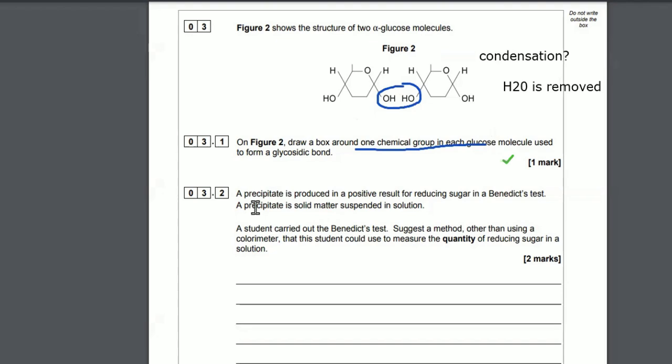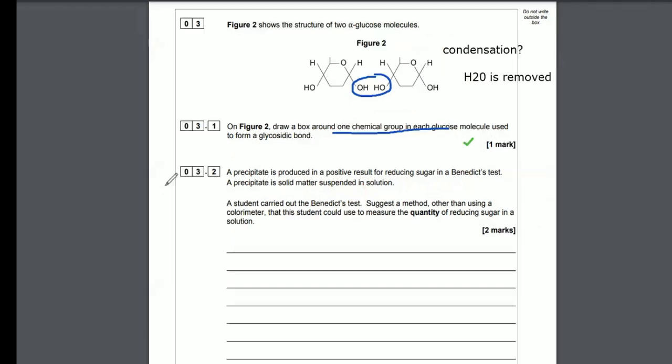3.2. A precipitate is produced in a positive result for reducing sugar in a Benedict's test. A precipitate is a solid matter suspended in solution. A student carried out the Benedict's test. Suggest a method other than using a colorimeter that this student could use to measure the quantity of reducing sugar in the solution.